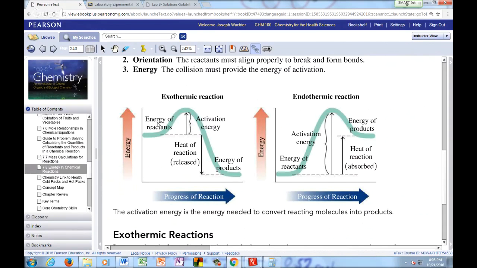Are we going to need to know how to draw the graph for energy and chemical reactions, like the activation energy? Yeah, you should know what those are. We'll go over it. Sure. Well, here, let me grab it from the book so we can see the pictures.